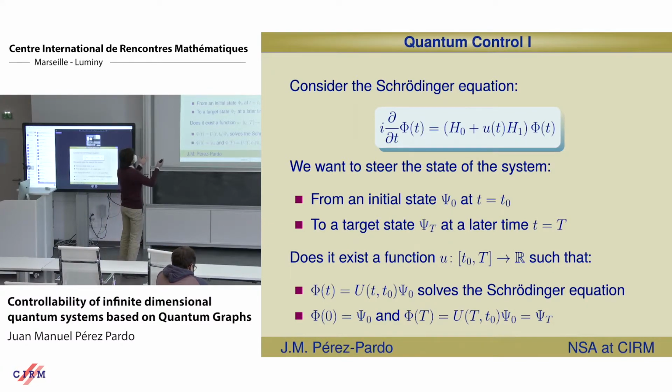Well, obviously, already one can say in the finite dimensional case, if these Hamiltonians commute, H0 with H1, and the initial state is an eigenvector of these two commuting Hamiltonians, obviously this function will not exist because you will not be able to leave the eigenspace of the system. So it is clear that some conditions have to be imposed between these two Hamiltonians.